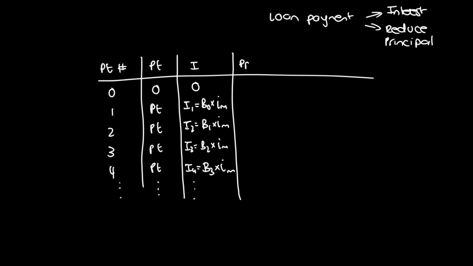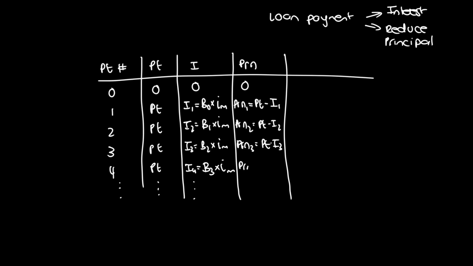Then we'll have the principal reduction. And again, in the first time period, it's nothing. And then our principal reduction is going to be, so you're going to have PRN1 is going to be the actual payment minus the interest. And PRN2 is going to be the payment minus the I2. PRN3, same thing, PT minus I3. PRN4 is going to be PT minus I4.